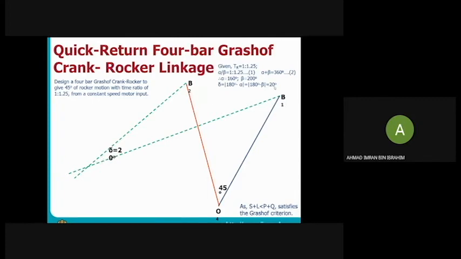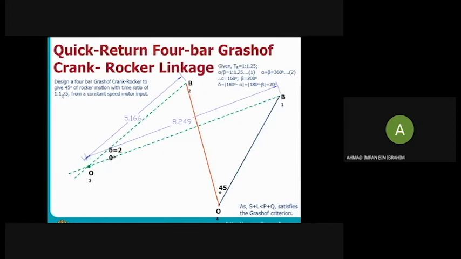But let's say after you calculate this one, delta is 30 degree, then you need to calculate for 30 degree. It depends on your time ratio basically. Okay. Then the rest is straightforward because you got O2, O4 already. Then the next step is for you to find a point A.